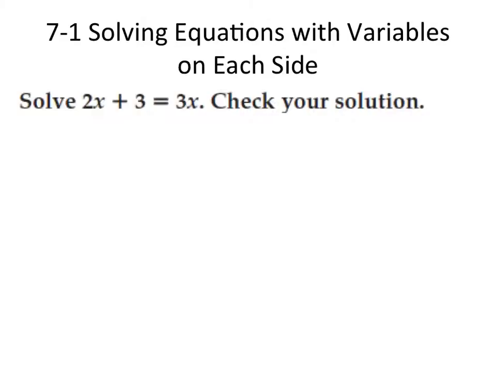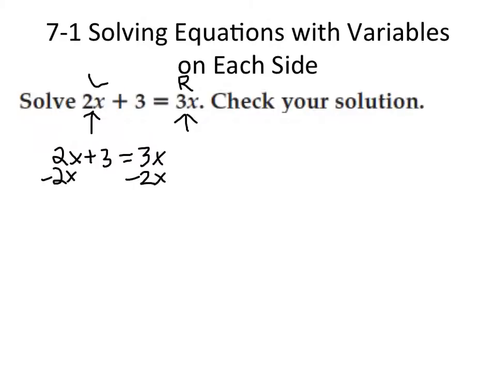Alright, so you do notice that there are variables on the left and the right side of this equation. We need to move one to the other side. I always like to move the variable with the smallest coefficient, so that would be the 2x. As you can see, I'm doing that to both sides. It cancels out here, I'm left with 3. 3 minus 2 is 1, so I get x is equal to 3.